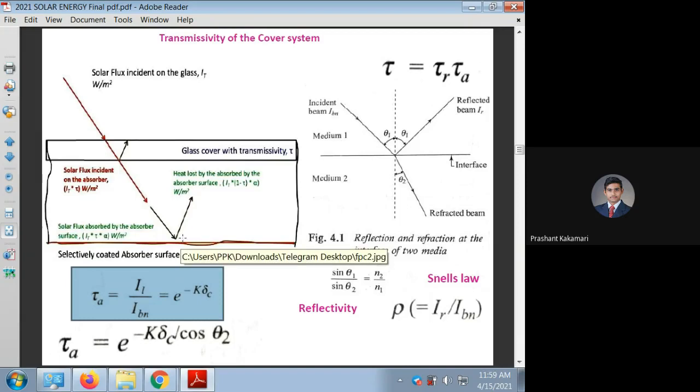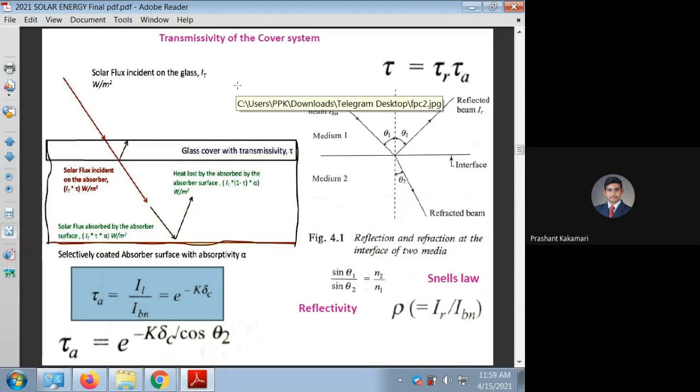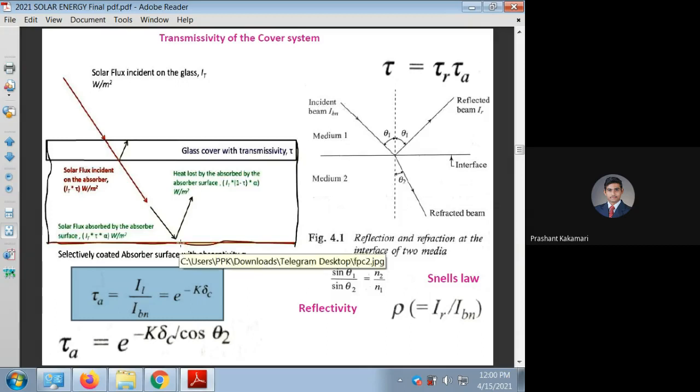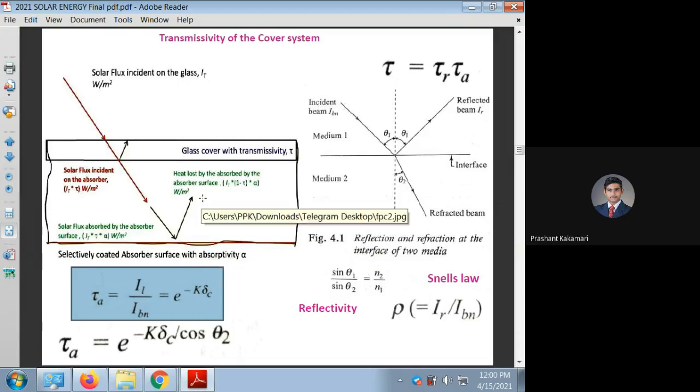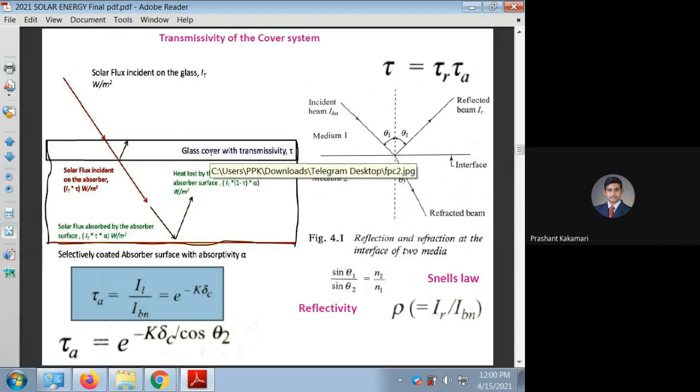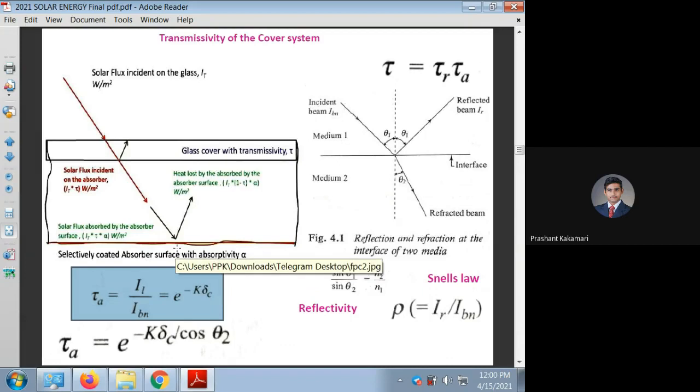Similarly, multiple reflections will be taking place inside this glass cover, and a small amount of energy will be lost to the atmosphere, as I told you, by Snell's law. Some of the energy will be reflected there, and due to this reflection, the glass cover will not allow some of the longer wavelength energy. The reflected radiation also loses energy to the absorber plate.